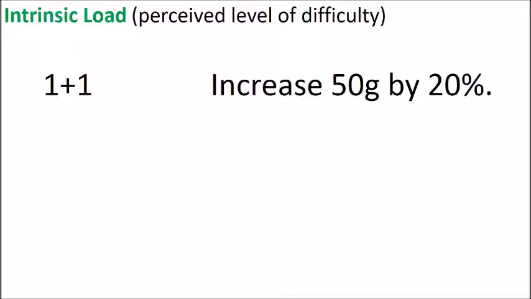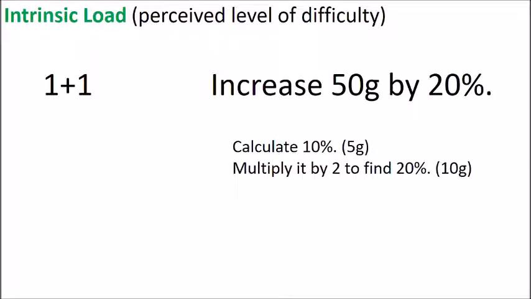So some pupils might approach the problem something like this. They might start by calculating 10%, multiplying it by 2 to find 20%, which would give them 10 grams, and then they'd add that 20% onto their original amount. So they'd do 50 grams plus 10 grams to get 60 grams. But that's still quite a lot of steps. That's quite a lot to think about for someone who's not too confident with percentages.